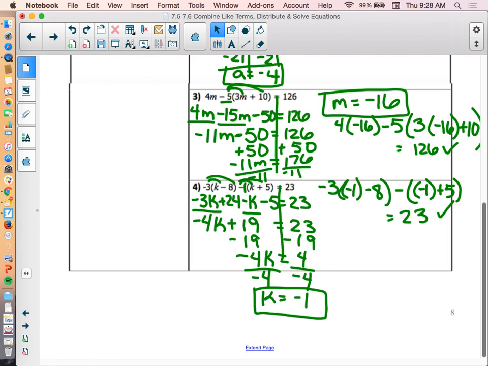This is how to combine like terms and distribute and then solve equations. Multi-step equations. The better you get at this, the better next year will be. You rock.